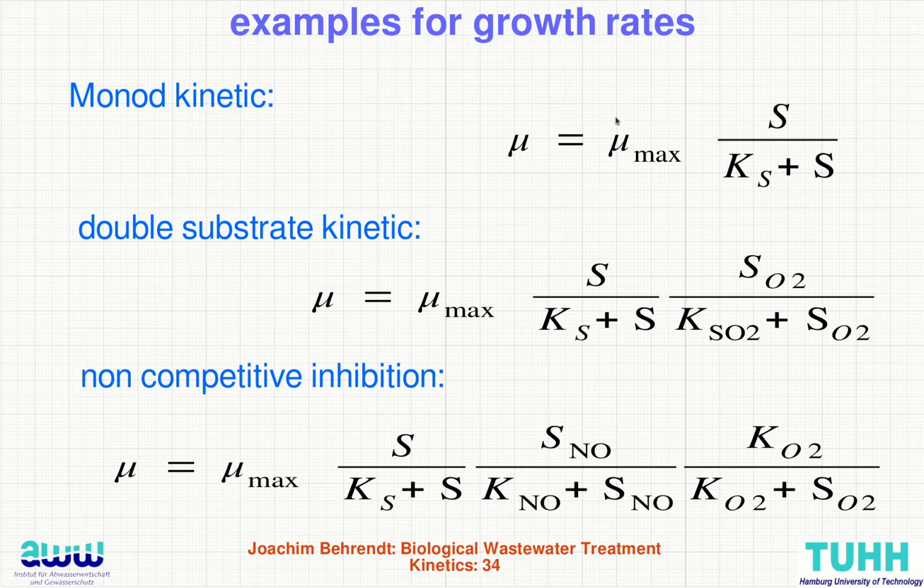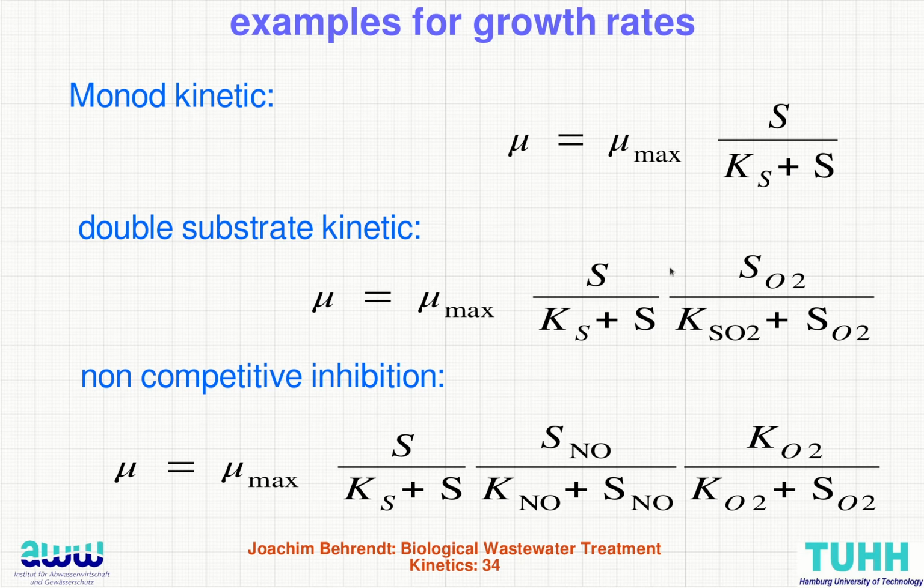This is called Monod kinetics. We have also learned in the enzyme kinetics that sometimes different substrates are required, especially if there is an oxidation process like nitrification. If there is no oxygen, no reaction takes place. And then this is sketched with a Monod double substrate kinetic.